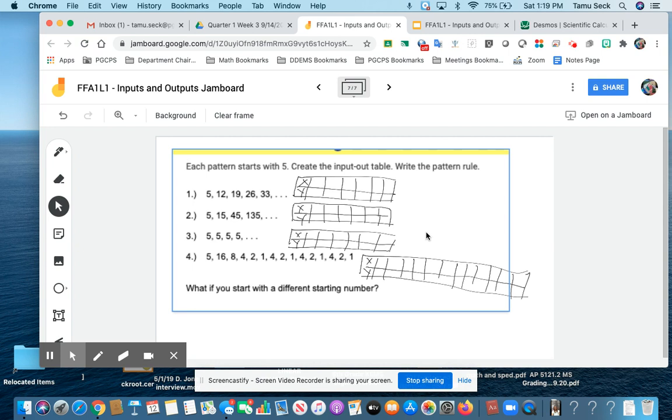Okay, each pattern starts with 5. Create the input-output table. Write the pattern rule. So let's start with creating the input-output table for each of these. I'm going to do the first, the third, and the fourth, and I'd like you to do the second. So the 5 is the first number for each table.